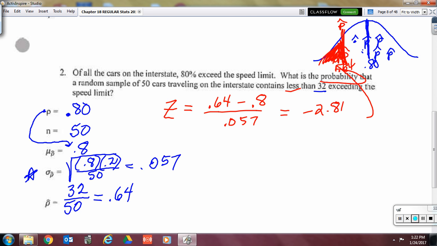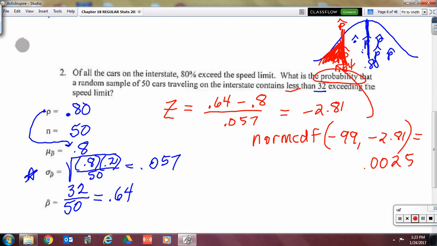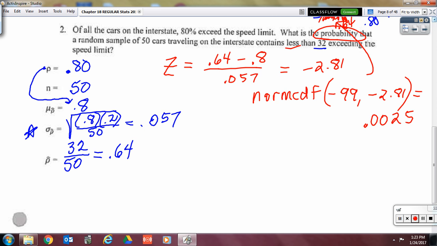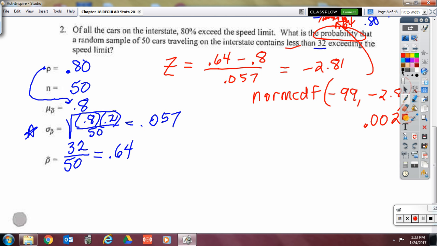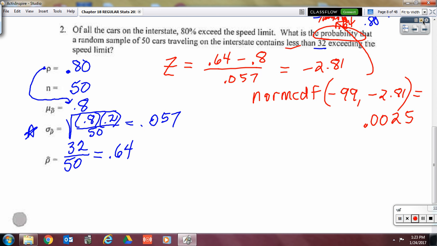What is the probability? So I will normalcdf the area below that, which means I'll be going from negative 99 up to negative 2.81. And that decimal is 0.0025, so it is very small. And so now let's do that special notation that I am wanting you to do. Let's practice that right now. So how will that special notation look?